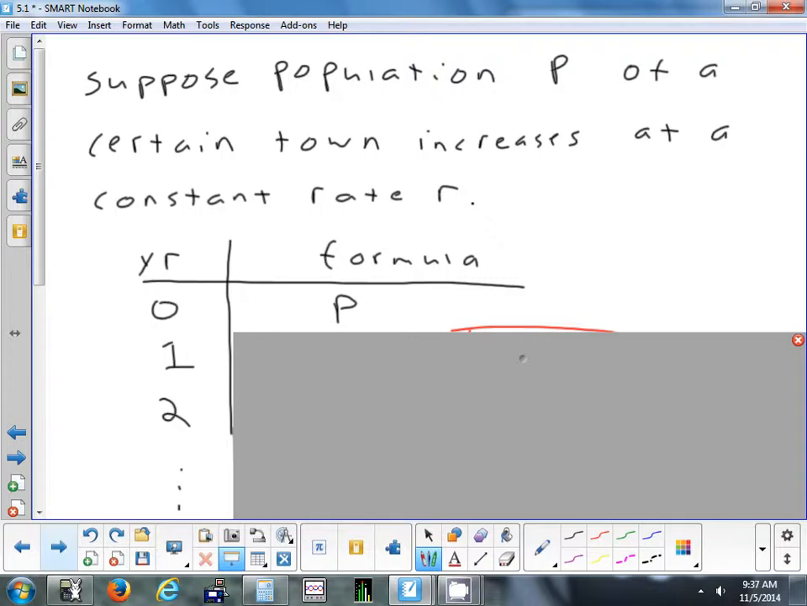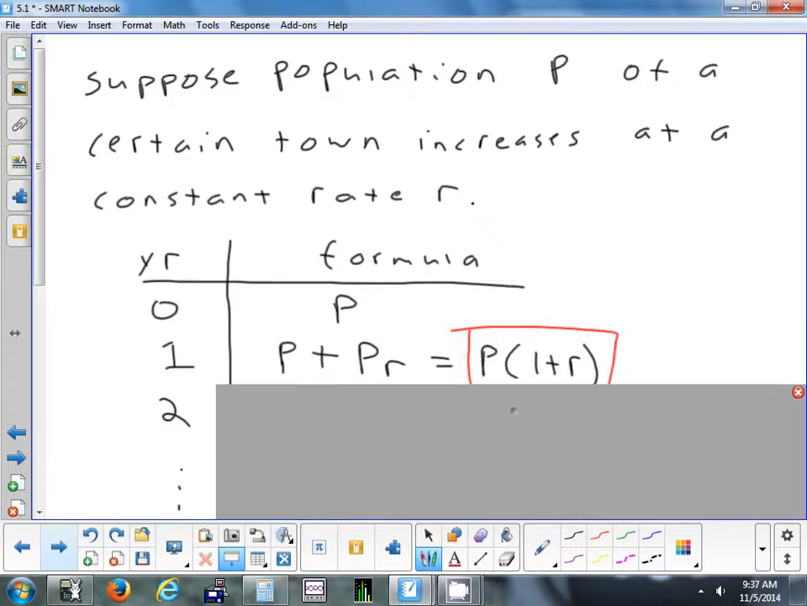Okay? So to increase the population in year 1, first we have to start out with what it was before, plus we're going to add the increase. How would you increase P by r? What would you do if r was a percent? What would you do with the P and the r? You do P times r, which would basically give you that.